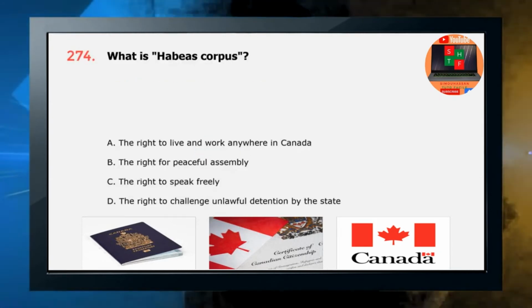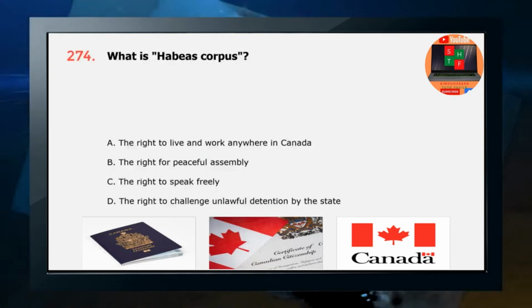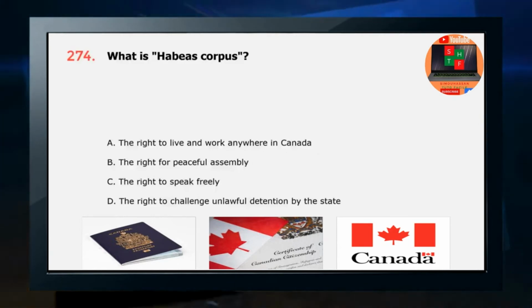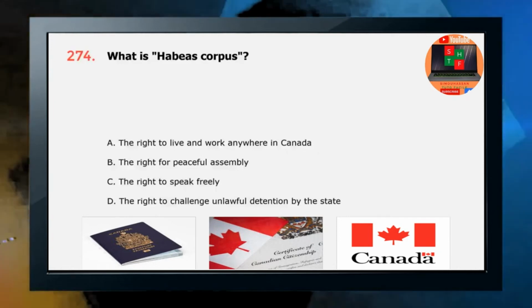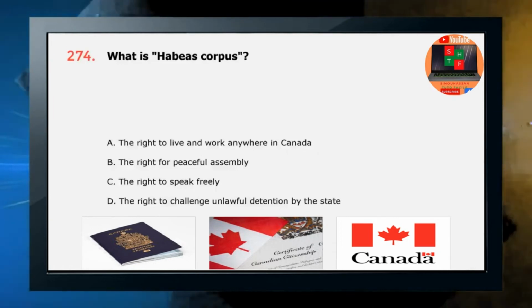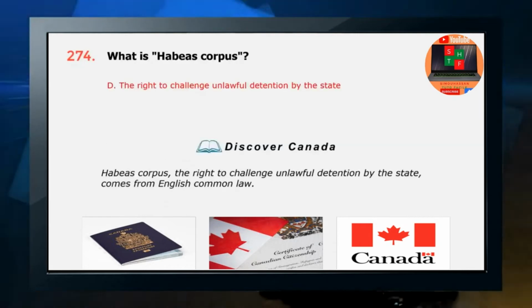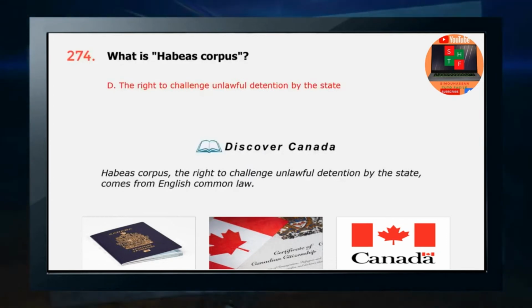Question 274. What is habeas corpus? A. The right to live and work anywhere in Canada. B. The right for peaceful assembly. C. The right to speak freely. D. The right to challenge unlawful detention by the state. The answer is D. The right to challenge unlawful detention by the state.